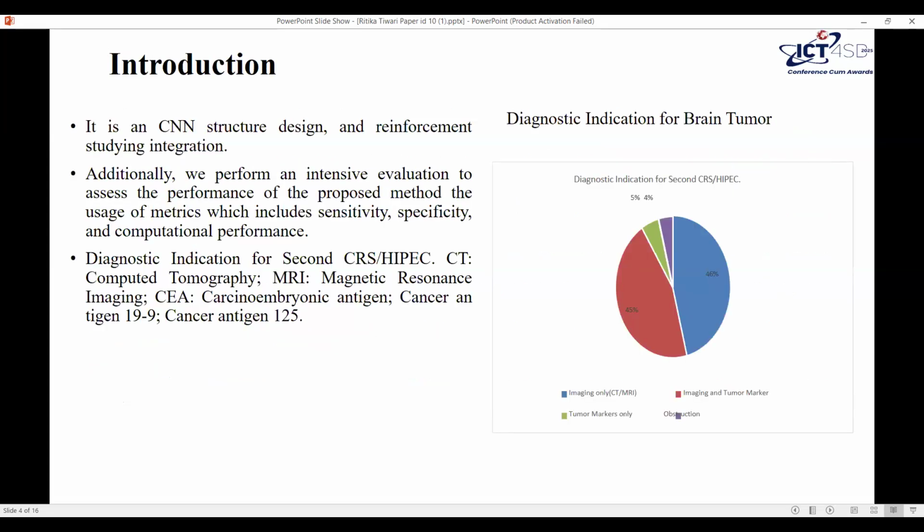Here in the introduction, I have shown the chart of brain tumor detection in the form of CRS and HIPEC, which includes scans: CT computed tomography, MRI magnetic resonance imaging, CEA carcinoembryonic antigen, and cancer antigen 19-9. Basically, imaging on CT and MRI is 46 percent. Imaging on tumor markers is represented as 45%. Only tumor markers are 5% and obstruction parts are 4%.